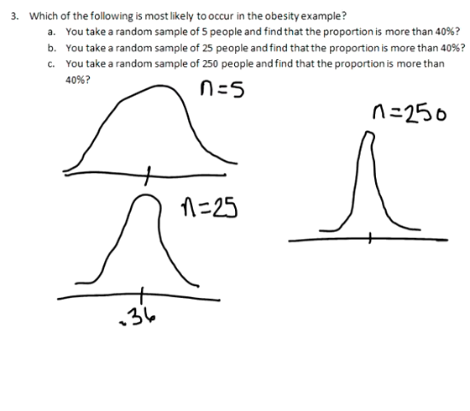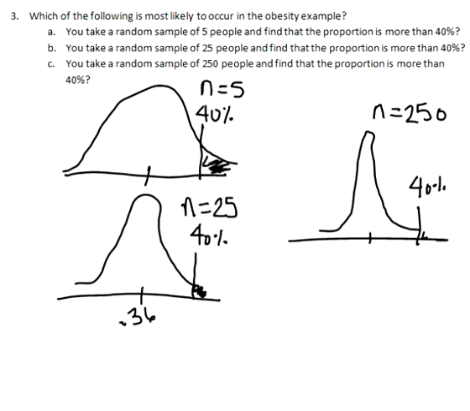The value of 40, we might not necessarily know exactly where it falls, but we could guesstimate where it might be. So maybe this is the value for 40% in the n equals 5 problem. But if we follow that same logic, then that means the n equals 25 problem would have this as its 40%. And then the n equals 250 would have this as its 40% marker.